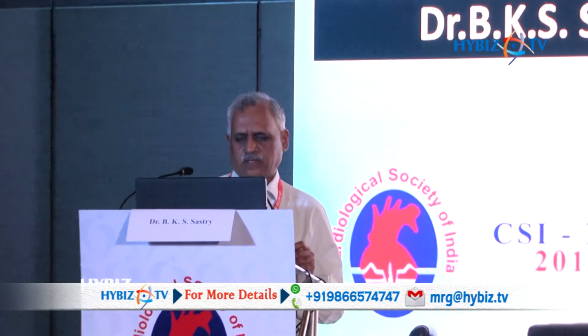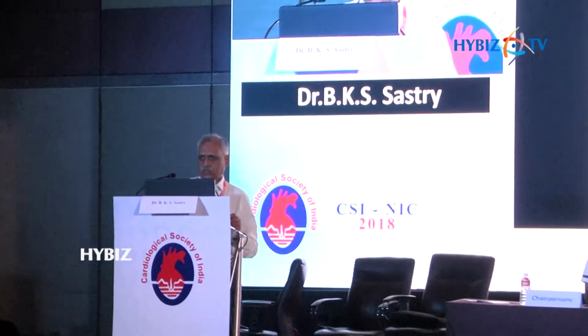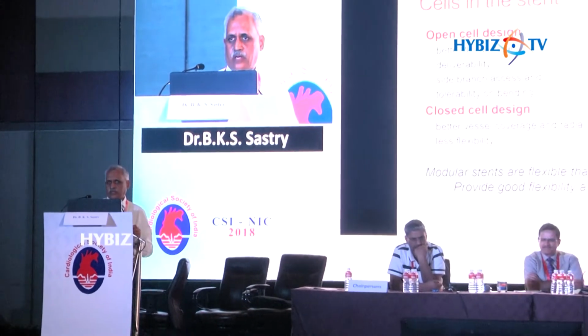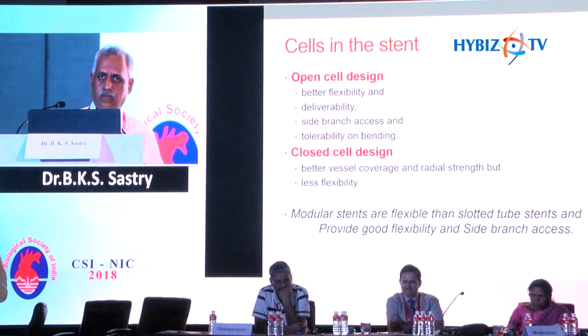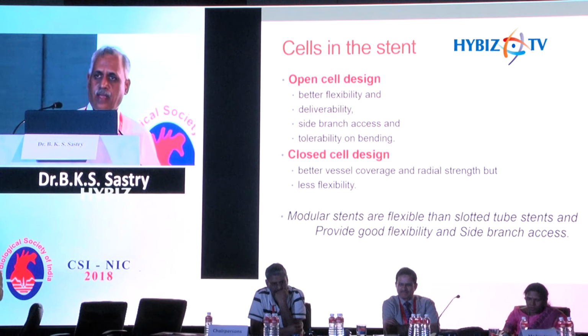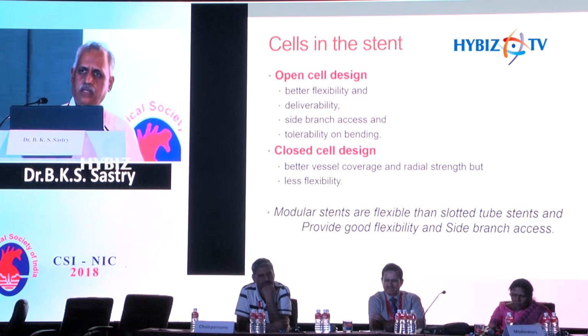Another consideration in the stent is whether it is an open cell design or a closed cell design. In the open cell design, all the struts are not connected throughout the circumference. If the stent struts are connected to each other, it gives more radial force to the stent, but the cells will not be accessible, it will be crowded. If you have open cells, that means all the struts are not connected to each other along the circumference. It will have better flexibility and deliverability, and side branch access will be there, but the radial strength will decrease. So you have to have a combination of these two designs.